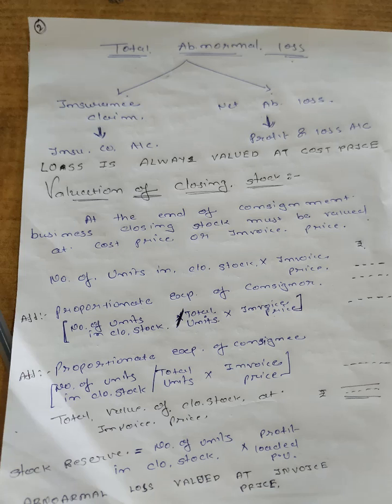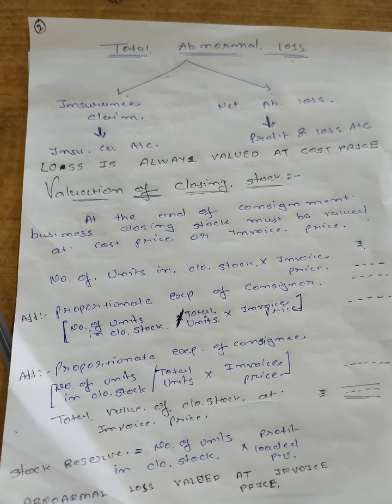If invoice price is given, then you will not calculate abnormal loss with an invoice price, but you only take cost price into consideration while calculating abnormal loss. For this particular adjustment, you ignore the invoice price. Fine. Now, the next concept is valuation of a closing stock.